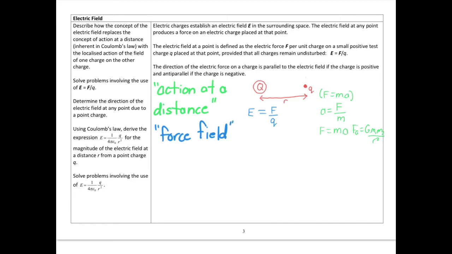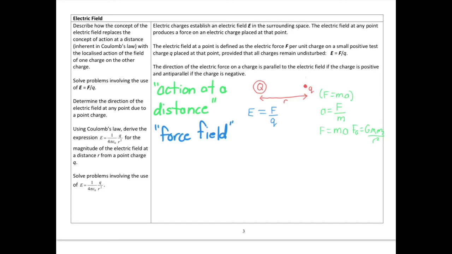And we do a similar thing here to work out the actual electric field strength due to a charge q. So if we want to know what's the field strength at this point here, r meters from a charge q, we can use Coulomb's law to derive this expression for electric field strength. So just in terms of our intended student learning, this is the space we're in.